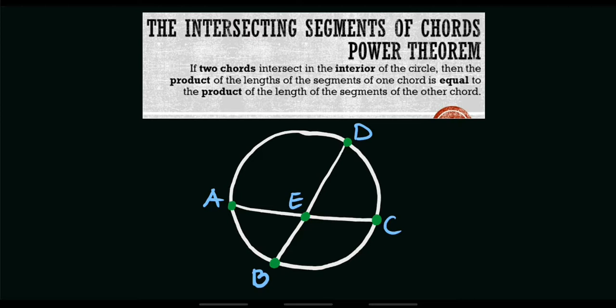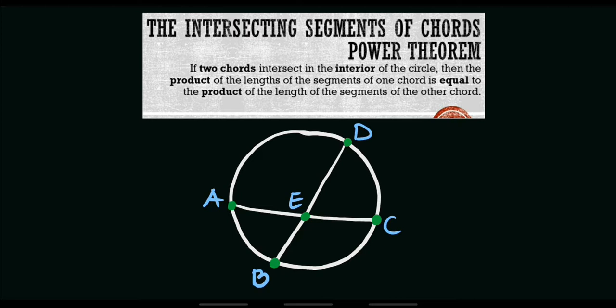According to this theorem, if two chords intersect in the interior of the circle, then the product of the lengths of the segments of one chord is equal to the product of the lengths of the segments of the other chord. So kunyari daw, meron tayong circle. If you encounter some problems na meron kang circle with intersecting chords, right?